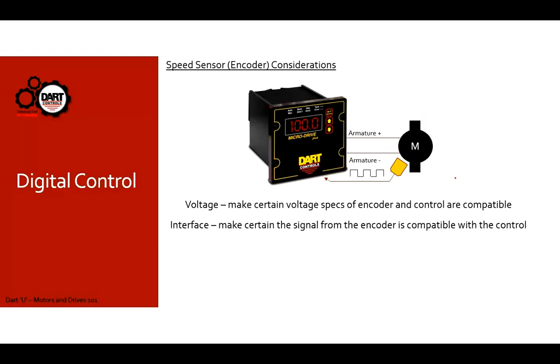Then there's the interface. Encoders can be configured and purchased in a variety of different outputs. Probably one of the most common is NPN, Open Collector Sinking Source, which is a lot of words, but there are other types, though. There are PNP outputs. There are push-pull outputs. So the important part is on your encoder, whatever this output interface or spec is, you need to make sure it's compatible with the control that you're using.